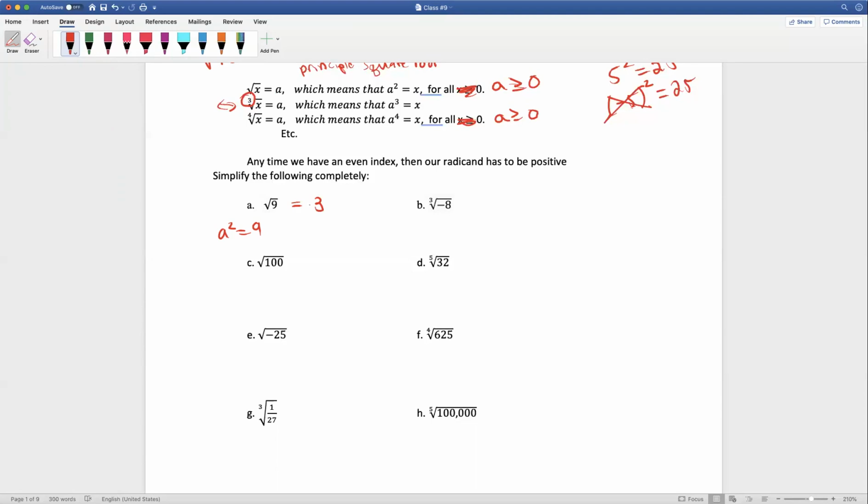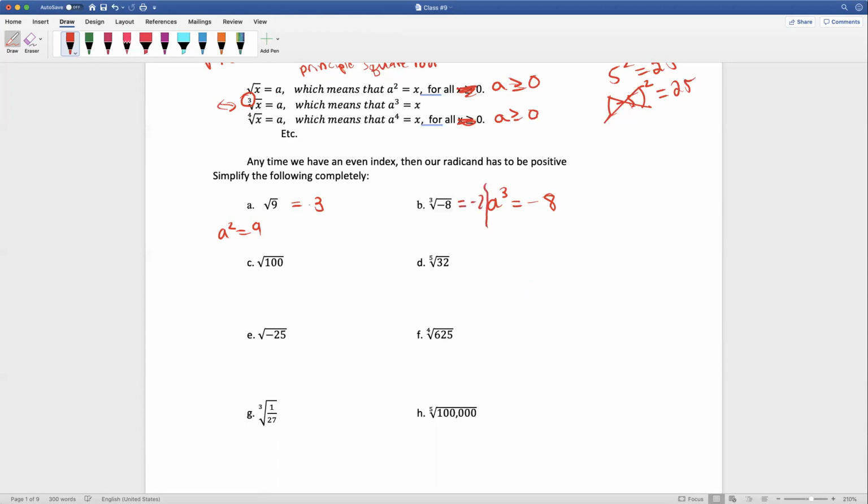Okay, let's take a look at B. The cube root of -8. Well, we want to know what number, when we cube it, gives us -8. Think about what number, when you multiply it by itself 3 times, gives you -8. And that number is -2. -2 times -2 is 4. 4 times -2 gives us -8. So that answer is -2.